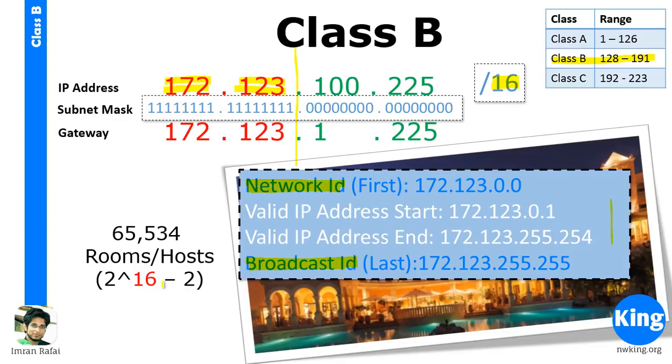How do we know how many valid IP addresses there are? We use the same formula. The number of host bits is 16. So 2 to the power 16 minus 2 is 65,534. Now that's a very, very big number.